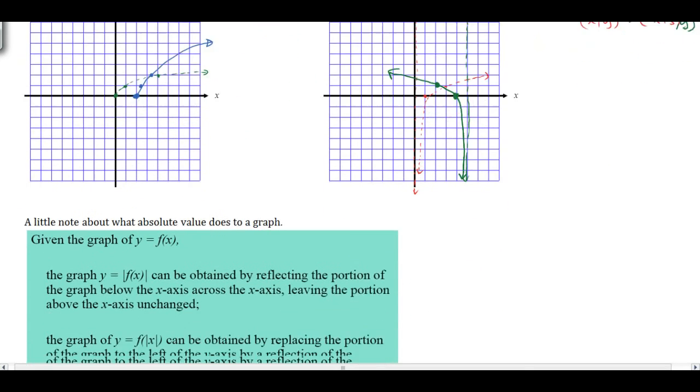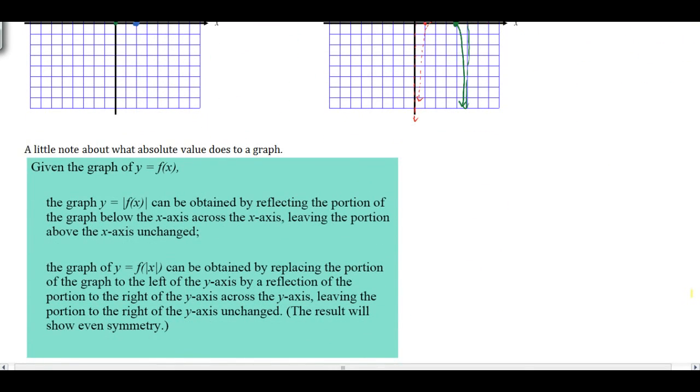And the only last thing to worry about is what does absolute value do? And so if you read that little blurb right there, you'll see that if you have absolute values around the whole function, then anything below the x-axis will flip over to be above the x-axis. And the other one, if you have absolute values just around your x, then anything on the left side would now be reflected to the right side. And so that is all you have to know there, and we can talk about that one in class.